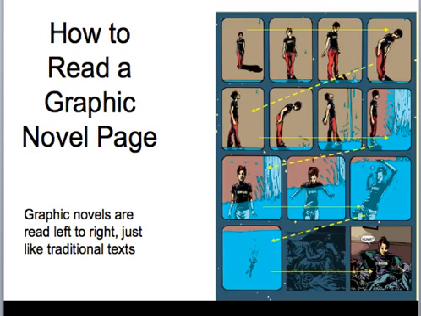How to read a graphic novel page. Graphic novels are read left to right, just like traditional texts. So it's kind of showing you, this is changing, because due to how large a panel would be, you might read it differently. But it's showing you you're reading right to left, up to down. This changes. Sometimes you read it not vertical but horizontal. So we'll look at that more.